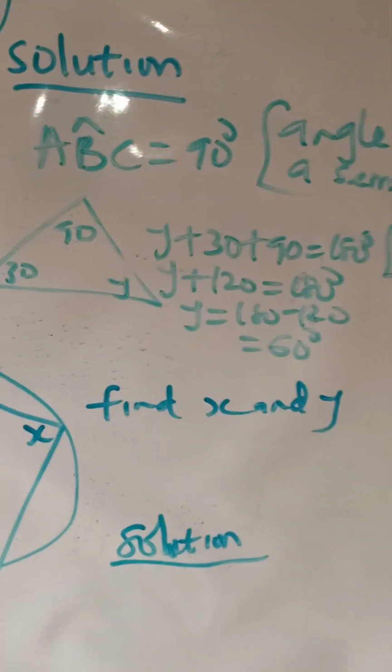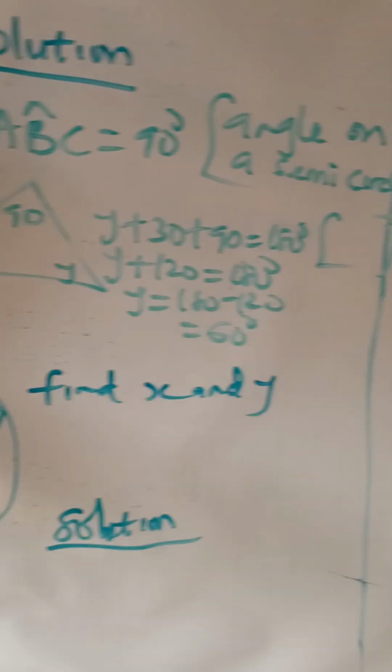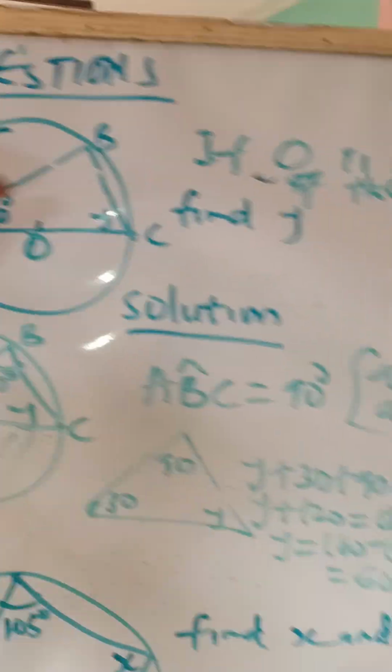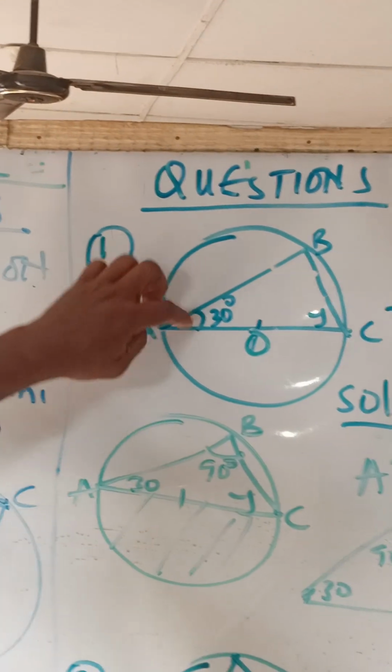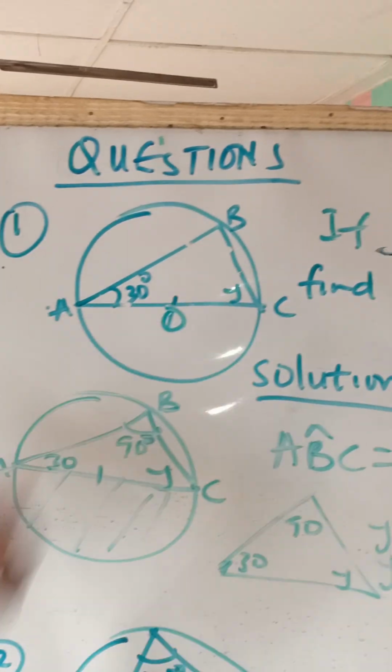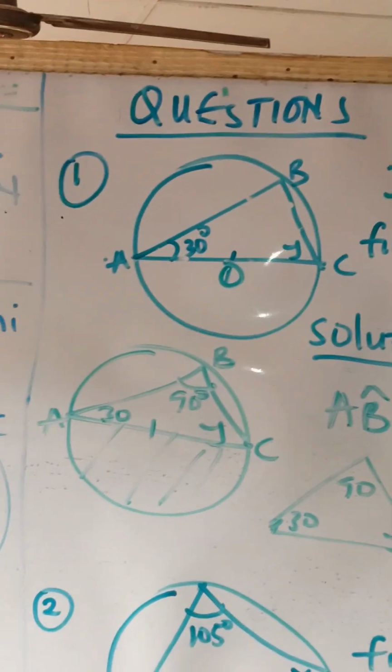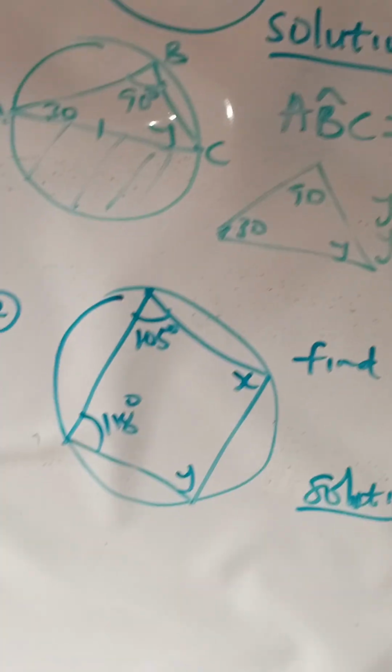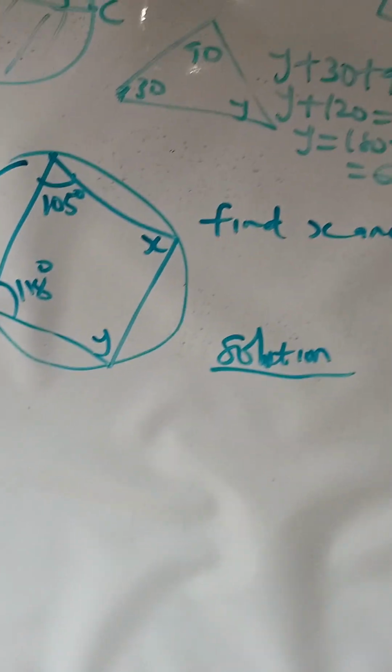So if it's a exam question, you don't need to waste your time. Just know that if I add this together, it must give me 90. I will just say 90 minus 30, 60 degrees. So let's go to question 2. We are asked to find x and y.